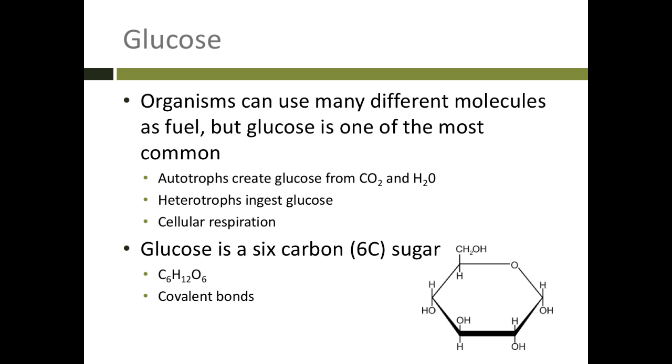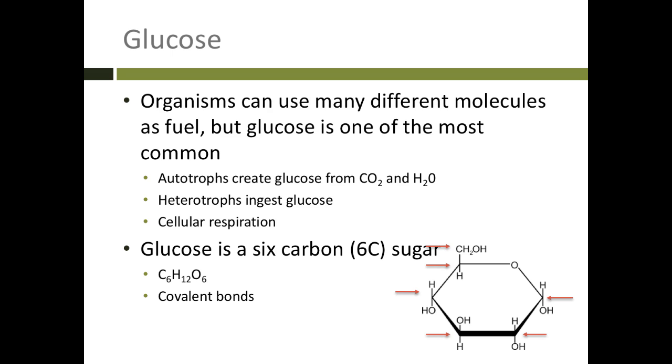We're going to be talking about glucose for the next couple of days, so it's a good idea to take a look at this slide. The chemical formula for glucose is C6H12O6. It has 6 carbons: 1, 2, 3, 4, 5, 6. The atoms are held together with covalent bonds. And remember, a covalent bond means that the electrons are shared between two atoms.